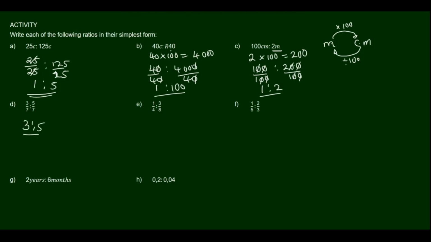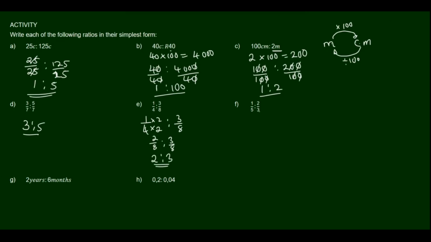Here the denominators are different. So the LCM, the lowest common multiple or the lowest common denominator, is 8. So we make this one to be 8. So we say times 2, and then times 2 is to 3 over 8. Then it becomes 2 over 8 is to 3 over 8. Now the denominators are the same. We can just use the numerators. So the ratio is 2 is to 3.